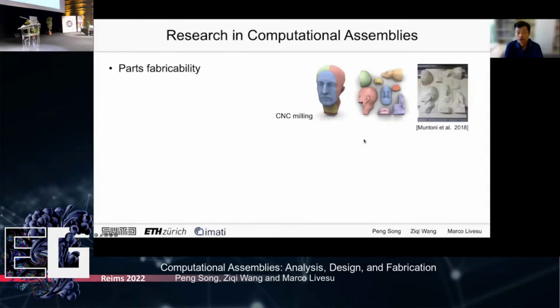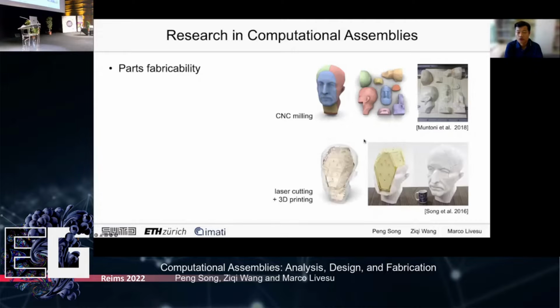For example, we can decompose a complex 3D shape into a set of parts that can be fabricated by 3-axis CNC milling, shown here. Or we can save the total fabrication cost and time by combining complementary strengths of multiple digital fabrication techniques, such as laser cutting and 3D printing.